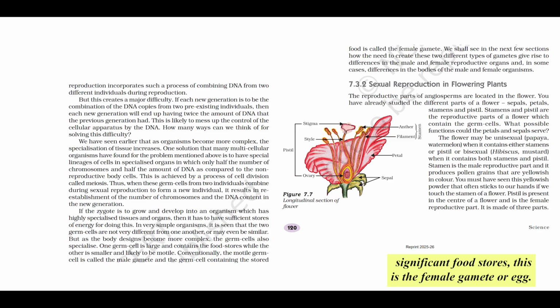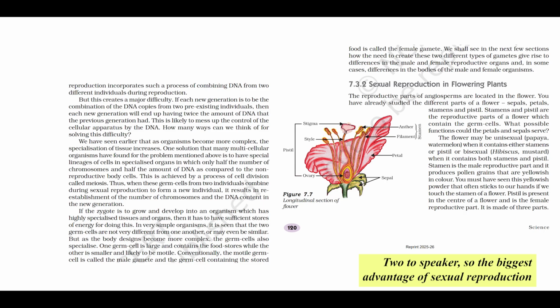This is the female gamete or egg. The other is usually smaller and motile, capable of active movement. This is the male gamete or sperm. The need to create these two different types of gametes has naturally led to the evolution of differences in male and female reproductive organs, and often noticeable differences in the bodies of males and females.